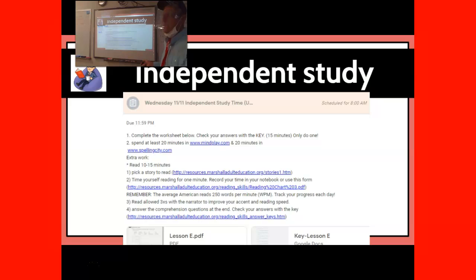When you get to the end, after you read it 3 times, it'll ask you some questions about the story. In your notebook, try to answer the questions. And then you can click on this link and go to the answer key to see the answers to the questions. Okay? It's important to practice reading every day. All right.